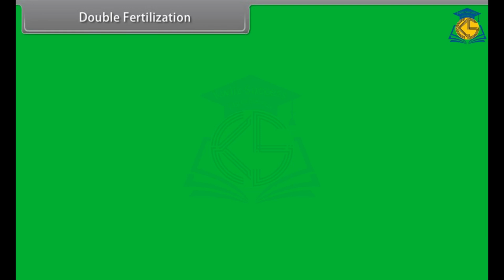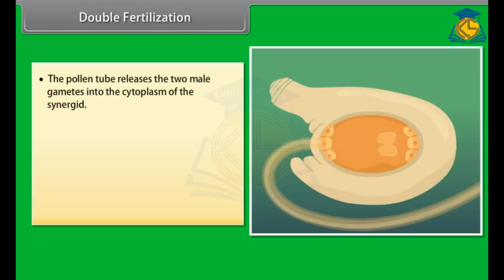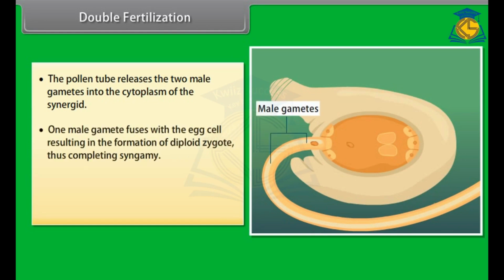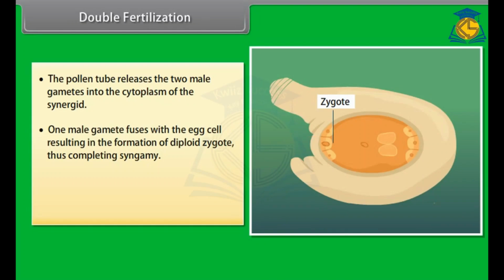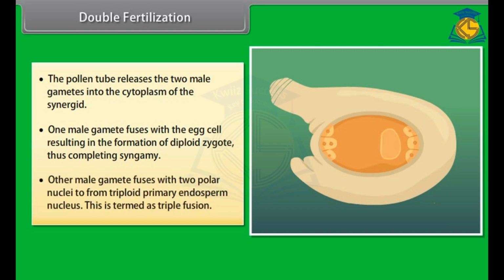Double fertilization. The pollen tube releases the 2 male gametes into the cytoplasm of the synergids. One male gamete fuses with the egg cell, resulting in the formation of a diploid zygote, thus completing syngamy. The other male gamete fuses with 2 polar nuclei to form the triploid primary endosperm nucleus. This is termed triple fusion.